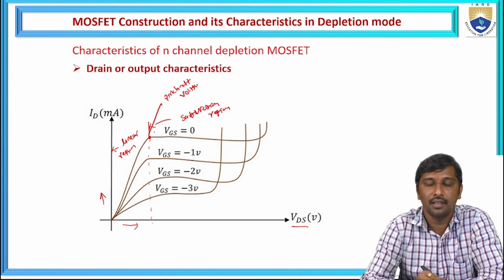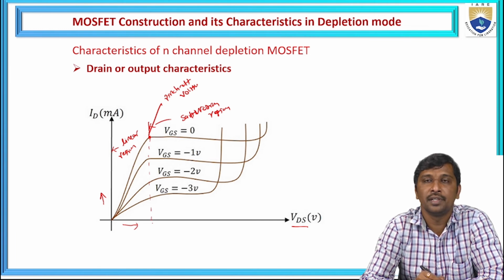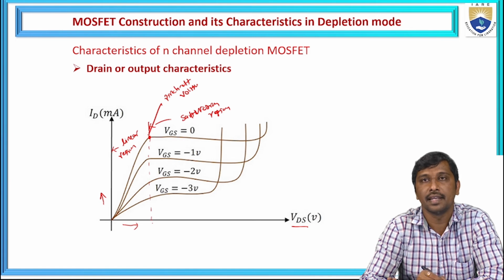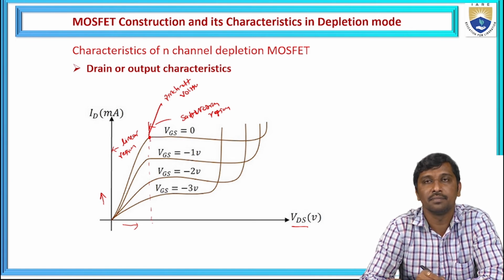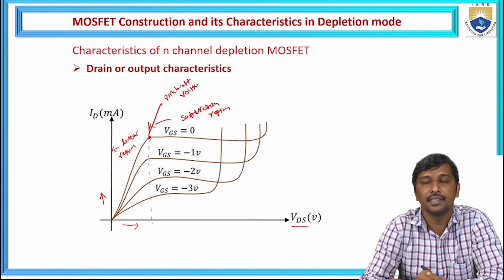At which point, or at which voltage, the drain current becomes maximum, and below that region is called the linear region.